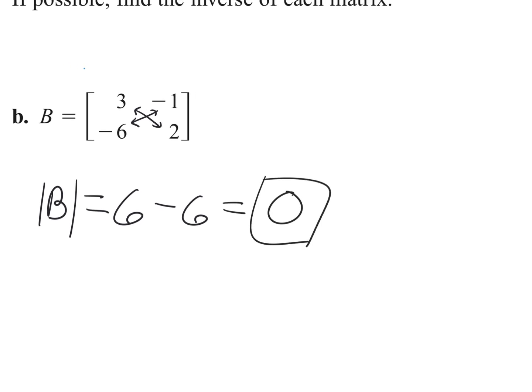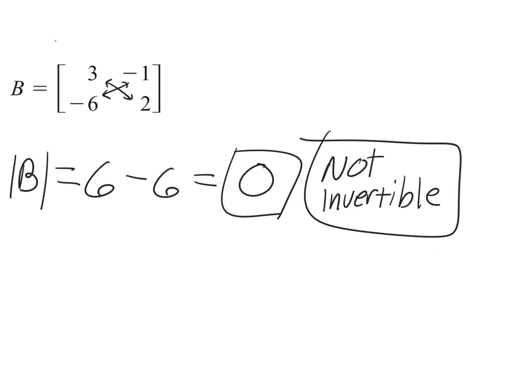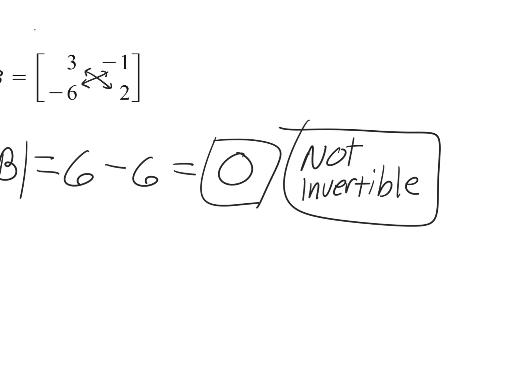When the determinant is 0, this is not invertible. You cannot take the inverse. So you would just leave it alone like that. This is not invertible. And just for the sake of your notes, I'm just going to say because the determinant is 0.